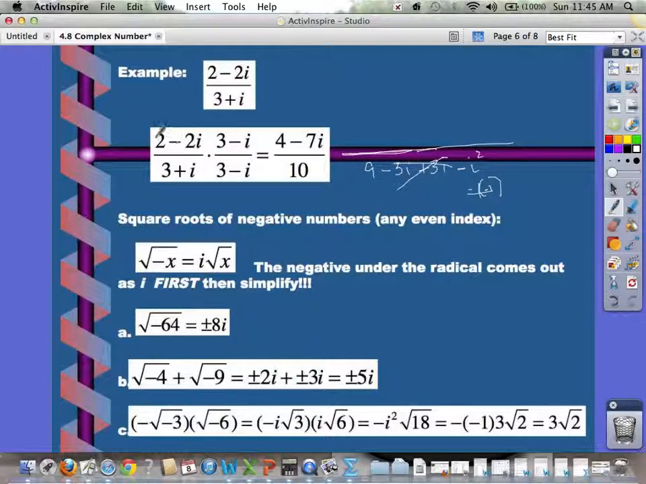Then you multiply the tops, 2 times 3. And if you need to, make parentheses around these expressions. Most of the time you won't see it with parentheses; you're just going to have to know that these are expressions. All right, so it's 2 times 3, which is 6. 2 times a negative i, which is a negative 2i.